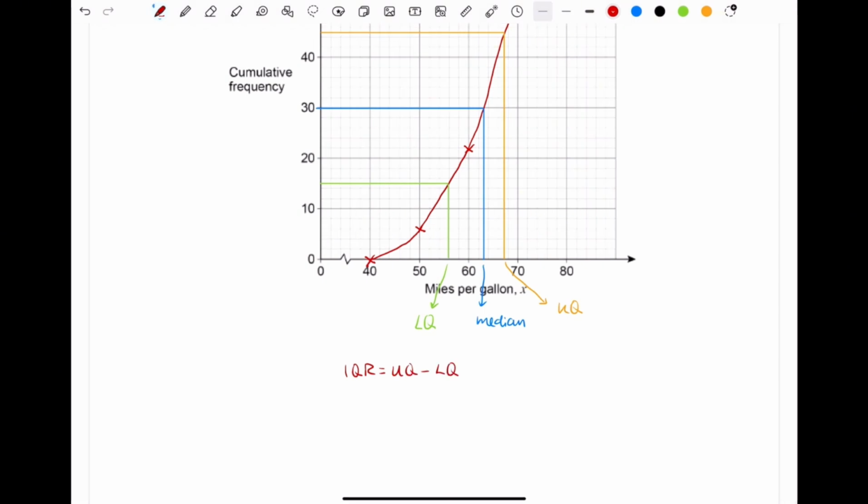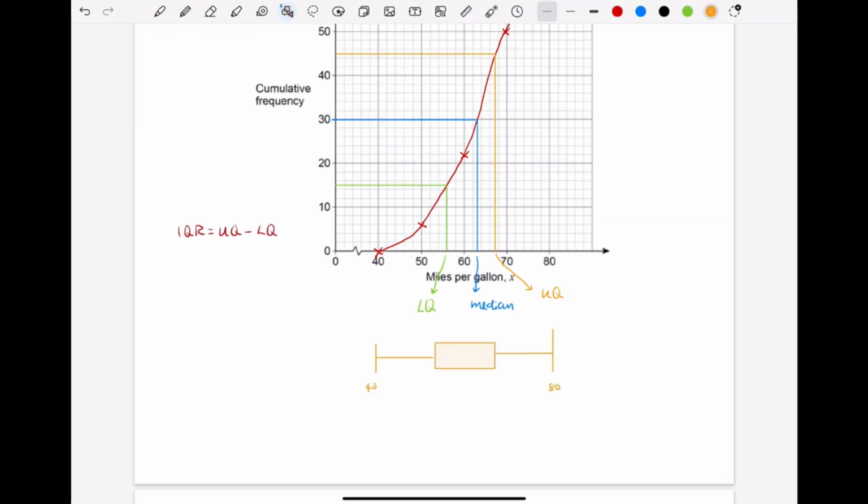From the cumulative frequency, we can draw a box plot. These two lines tell us the minimum and maximum value of this set of data, and then we have our lower quartile, upper quartile, and median. So what we have here, this is our lower quartile, this is our median, and this is our upper quartile.